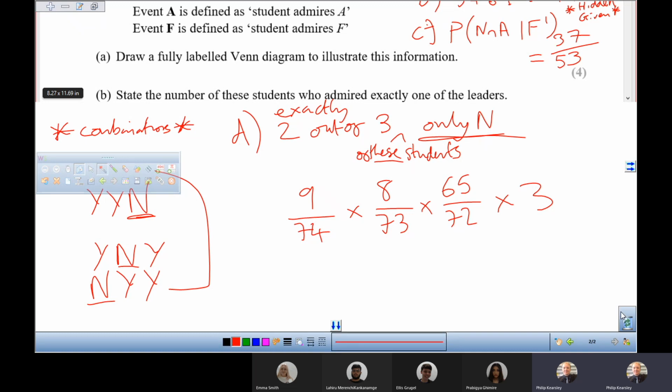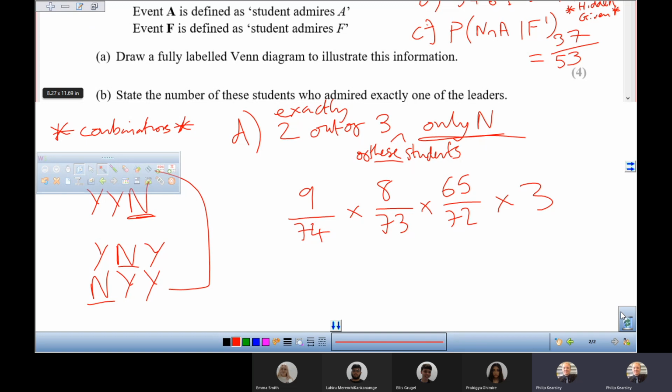Two out of 3. We've got to think of all the different combinations where it's satisfied. The one that you always write out is probably yes, yes, no in this situation. Where else could that no be? The no could be on the second pick rather than the third. It could also be the first. And hence why there's 3 combinations.